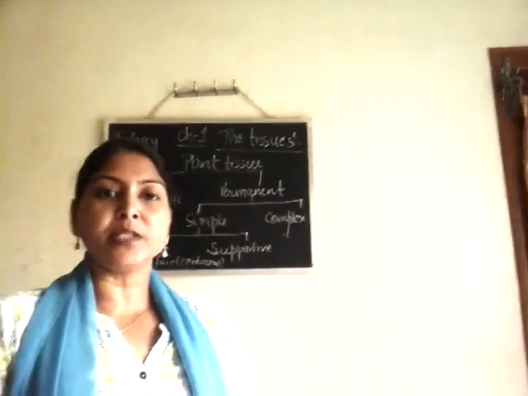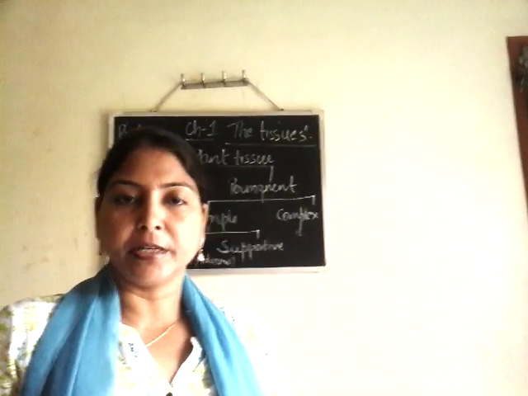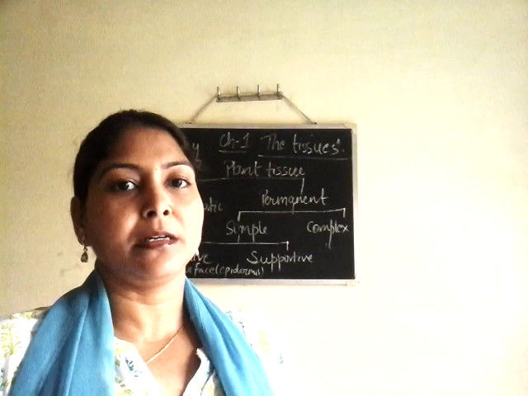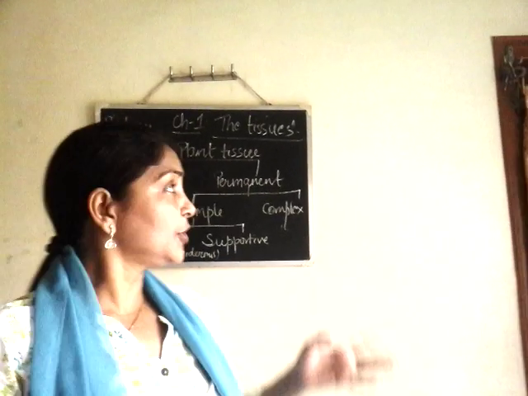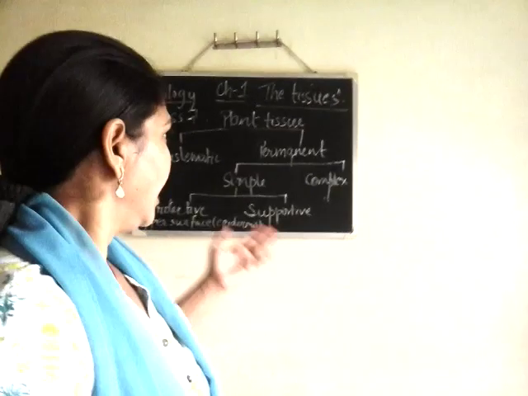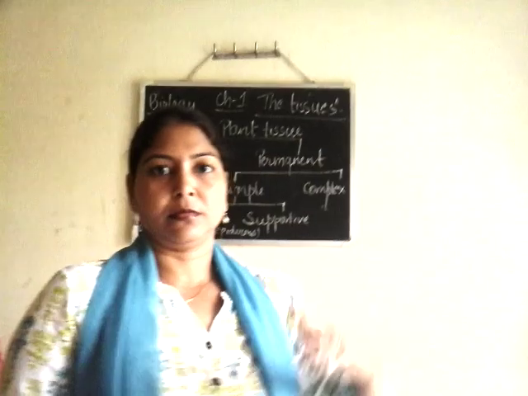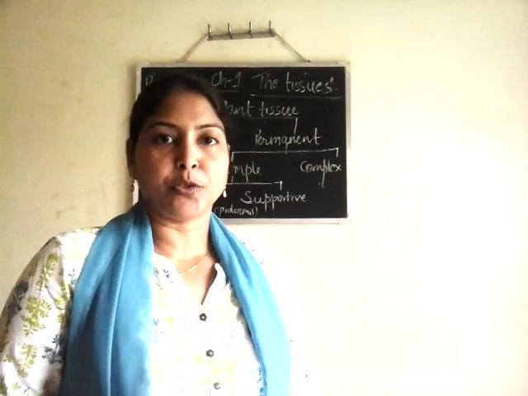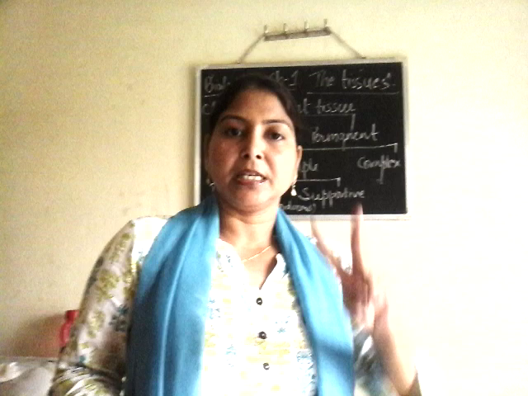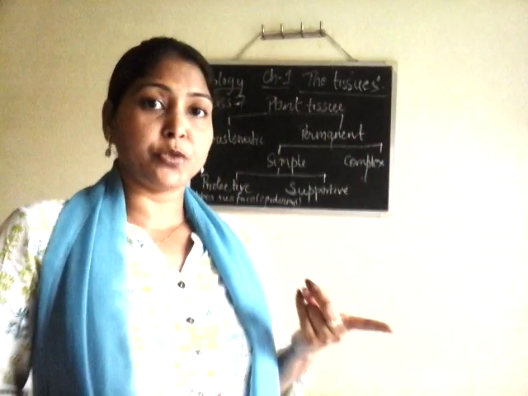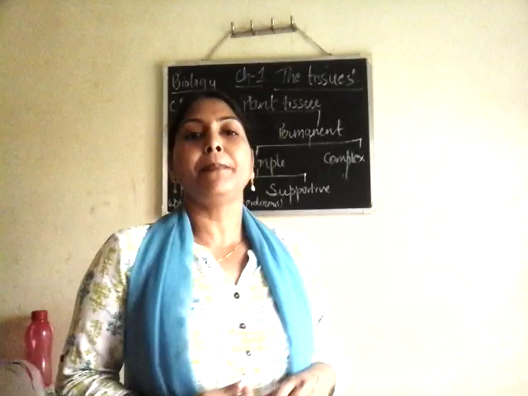Now in this video I am going to explain further about the second type of plant tissue, which is permanent tissue. As you can see here, I have already drawn the word diagram on the board, but I will be explaining it stepwise. You know that the second type of plant tissue is permanent tissue. Now permanent tissue has two main types, that is simple permanent tissue and another one, complex permanent tissue.